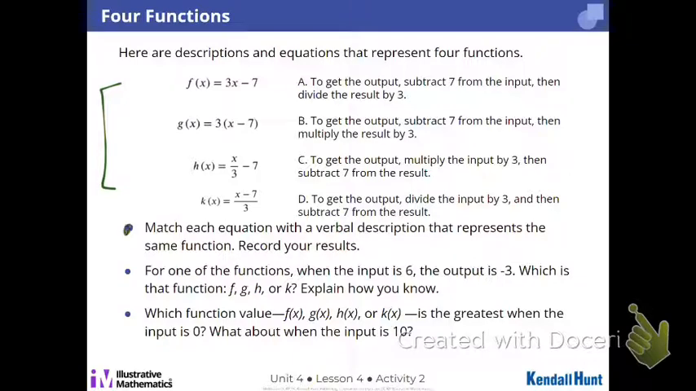So that's this first one right here. Then you're going to match when the input is 6, the output is -3. You're going to do that here. And lastly, you're going to evaluate all the functions for an input of 0 and an input of 10 to see which one is greatest.